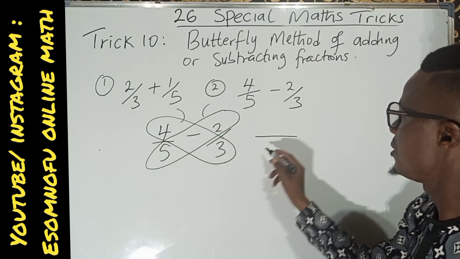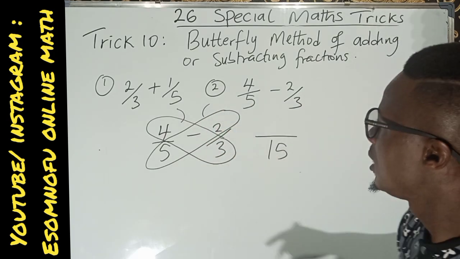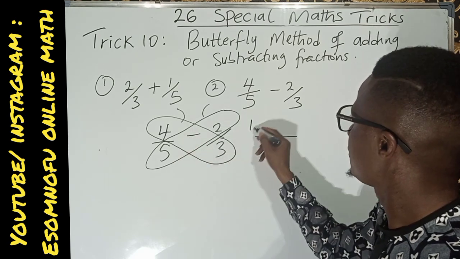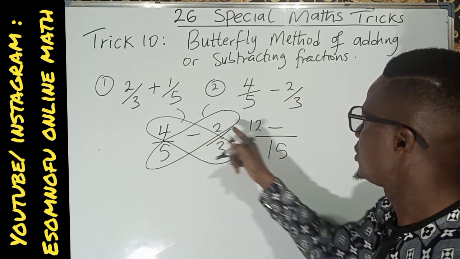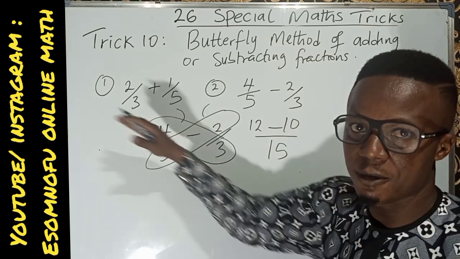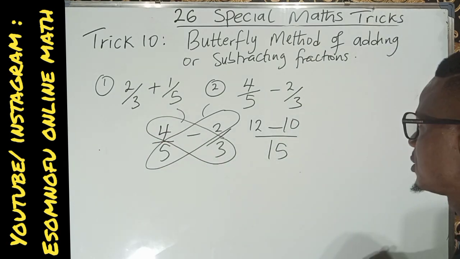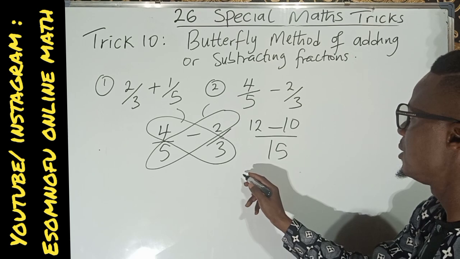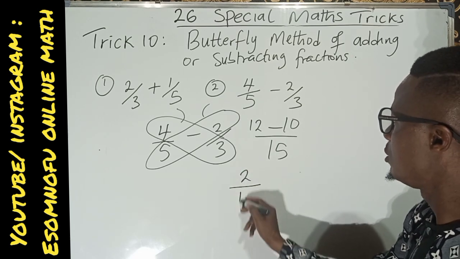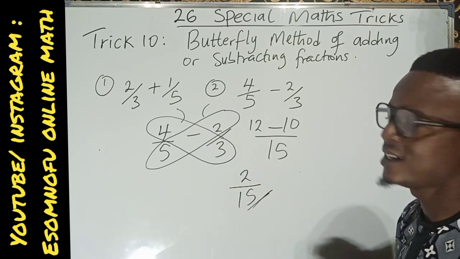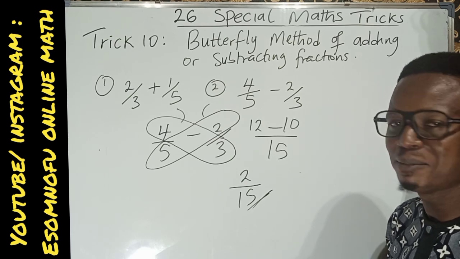So 5 times 3 is 15, you write 15. 3 times 4 is 12, minus 5 times 2 is 10. Remember, you must begin from this side. If not, you fail it for subtraction. And 12 minus 10 will give us a 2 all over 15, and that's the answer. We call it the butterfly method.